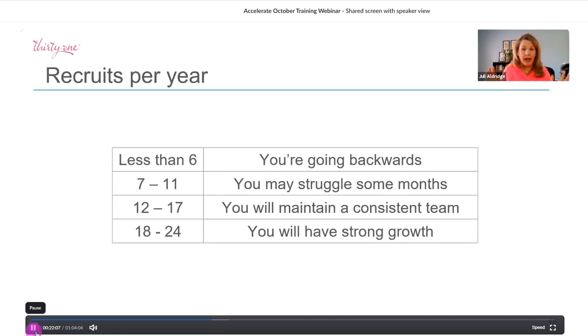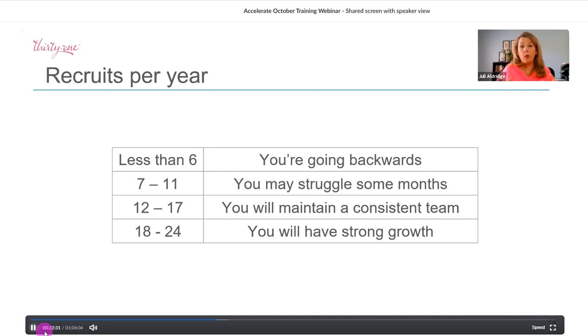So we're going to look at how many people you recruit per year. If you are recruiting less than 6 people per year, you're actually going to be going backwards. You're actually going to be trying to go up a down escalator, because less than 6 people per year is going to mean that people are falling out of your payroll faster than you can put them in.